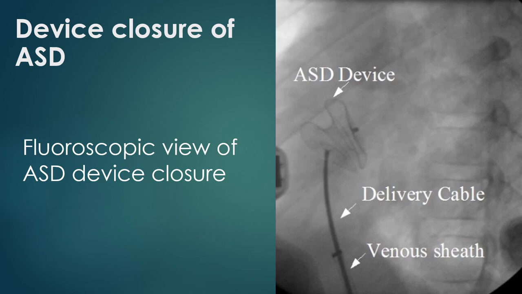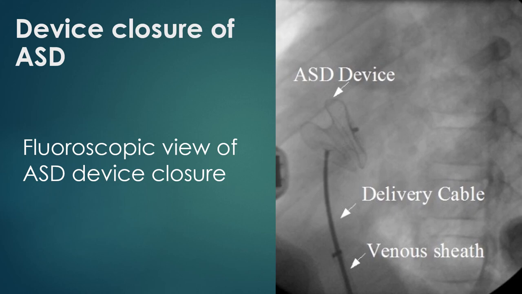Device closure of ASD is suitable for secundum atrial septal defect with a good rim all around for holding the disc together. Transesophageal echo is done to assess the superior, aortic and mitral rims as well as the total septal length. It is ideal to have TEE guidance during procedure as well.